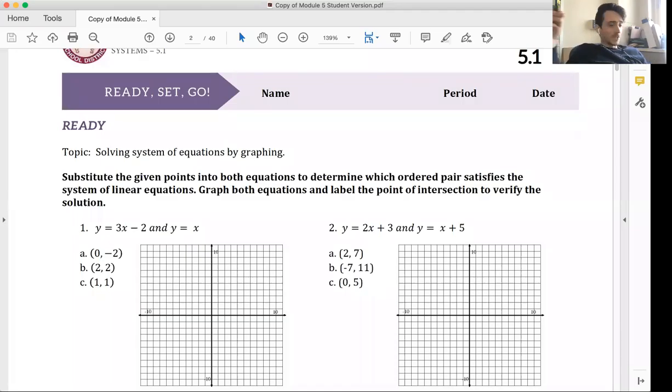5-1, we made it. We're doing this thing. Let's get into it. We are solving systems of equations by graphing.